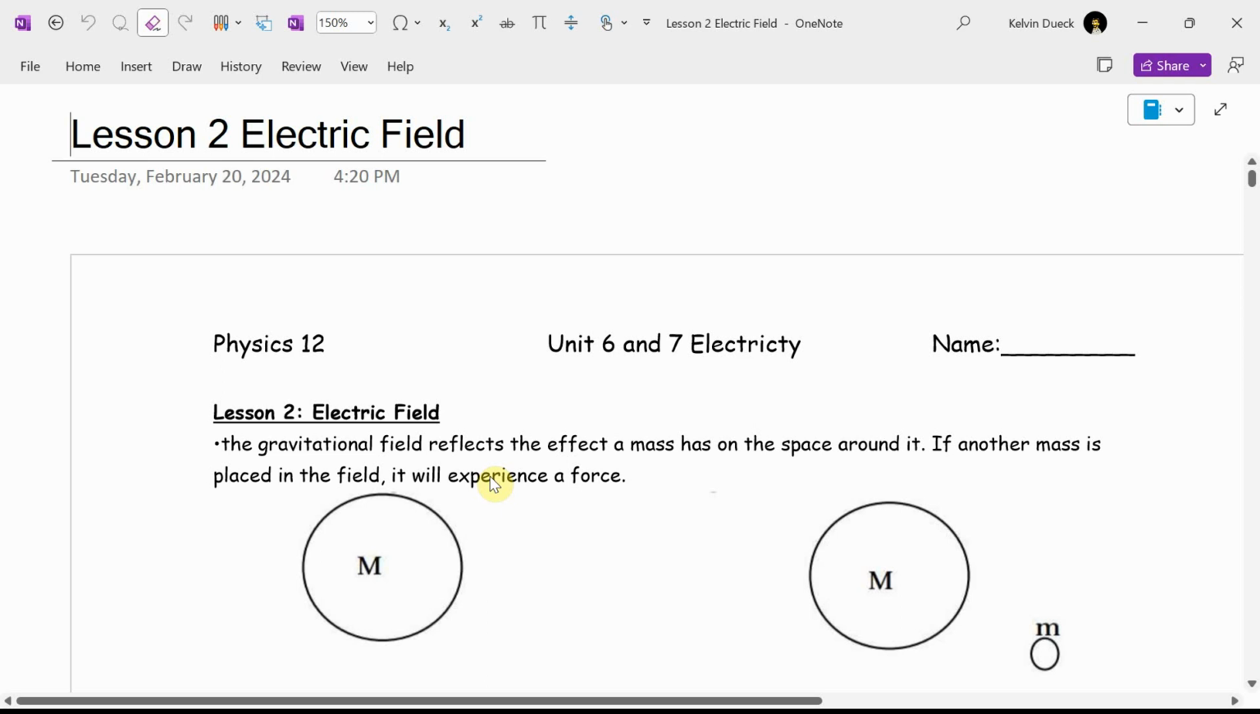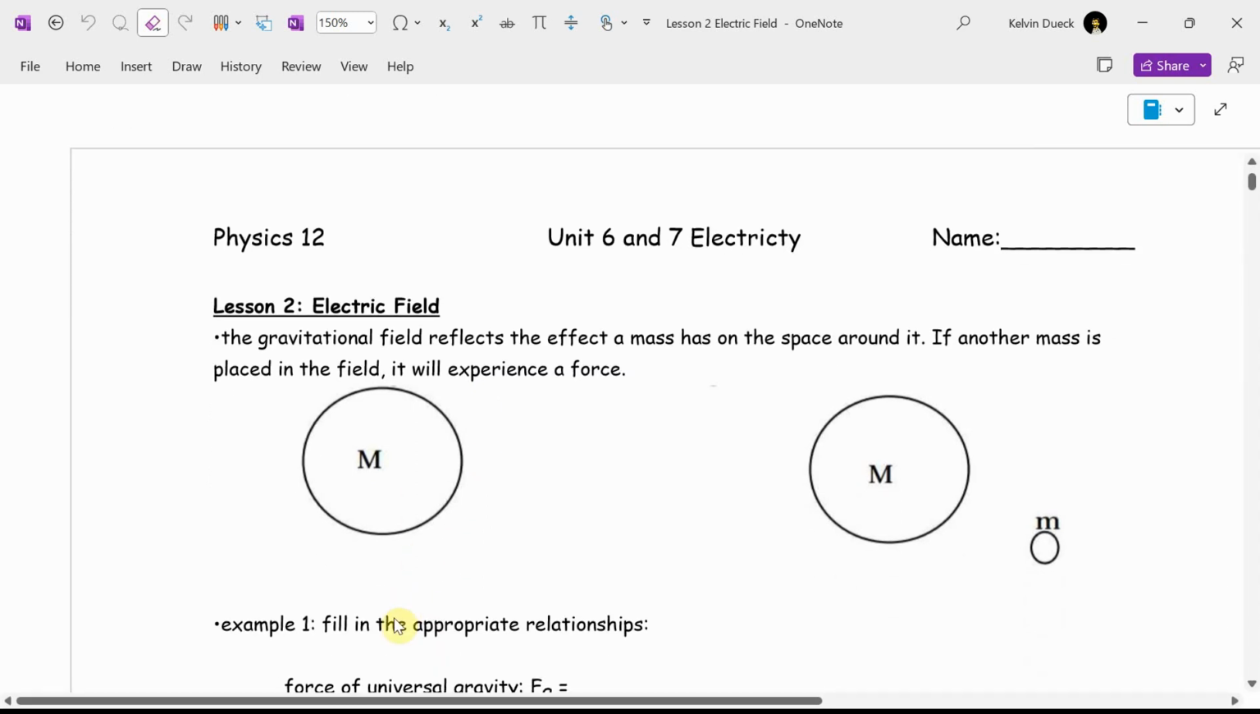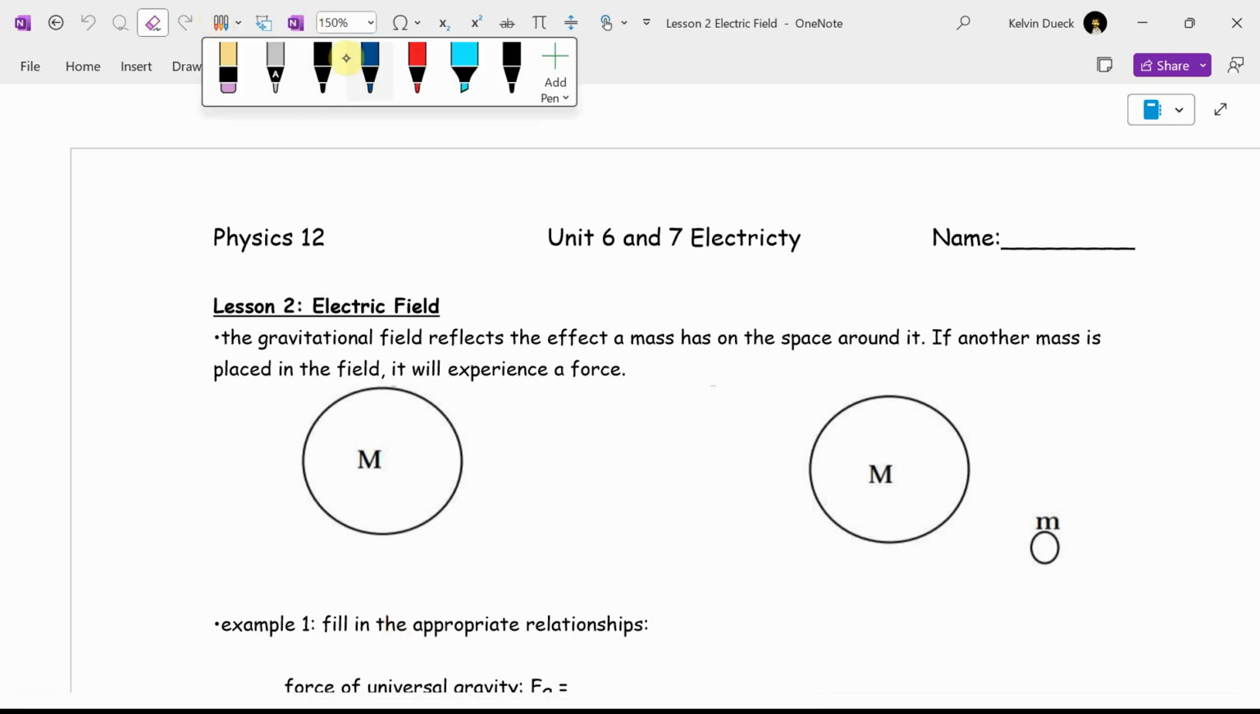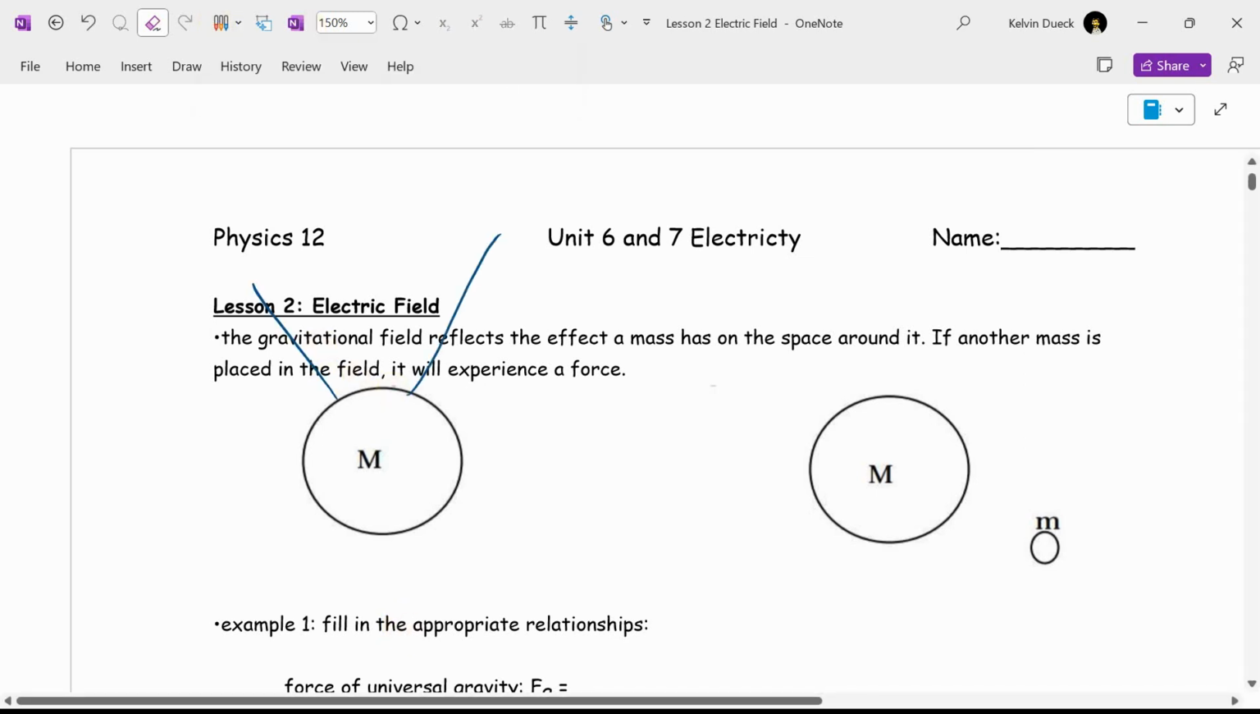So before I hit record, I did my action at a distance rant. Let's talk about this. Let's talk first of all about gravity field. If you have a big planetary mass, what it's really doing is sending out invisibly in all directions, like the tentacles of an octopus, an invisible gravitational field.